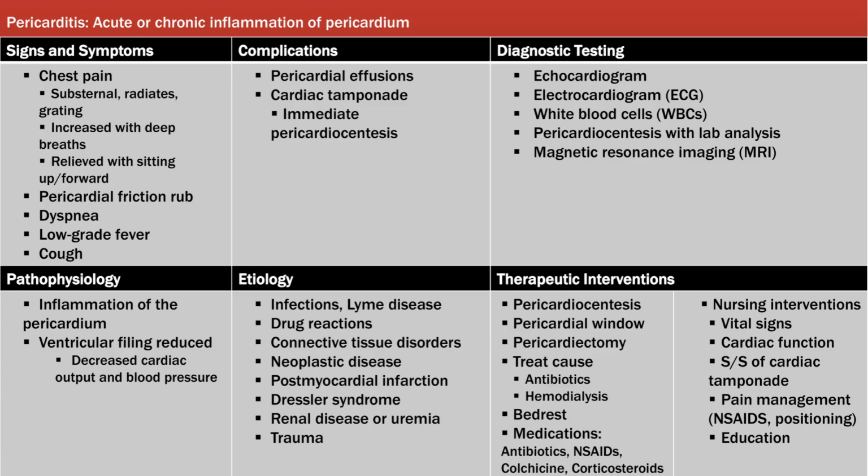Pericarditis is inflammation of the pericardium, which can be acute or chronic. Patients often have sharp chest pain that worsens when lying flat and improves when sitting up and leaning forward. On auscultation, you may hear a pericardial friction rub. Complications include pericardial effusion and cardiac tamponade, which are life-threatening and require immediate intervention.